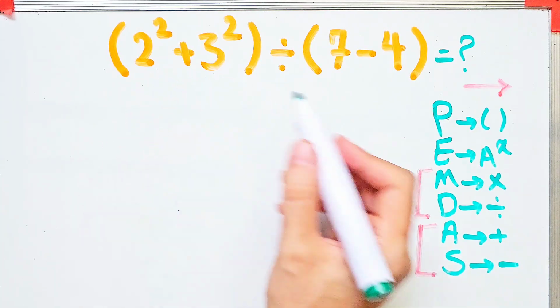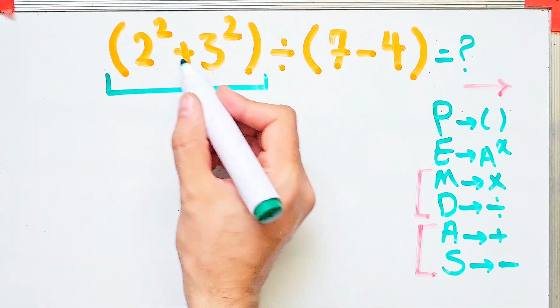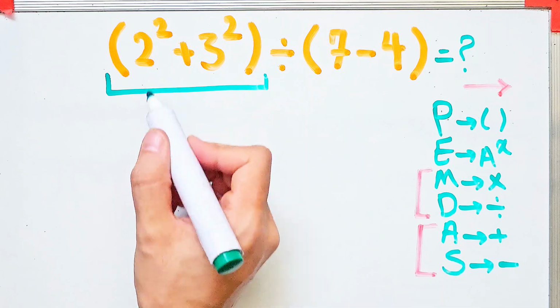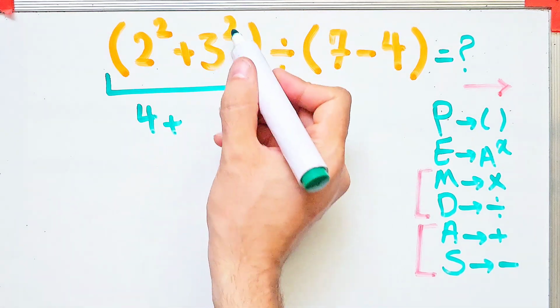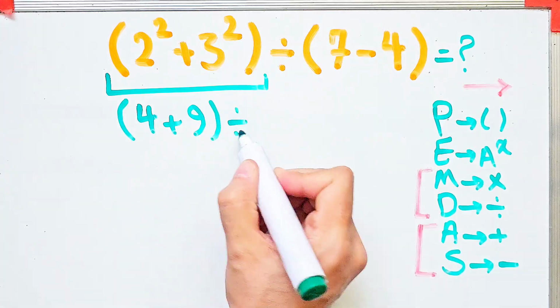According to this rule, first we simplify the parentheses. In the first parenthesis, we have 2 squared plus 3 squared. 2 squared equals 4, and 3 squared equals 9, then divided by (7 minus 4).